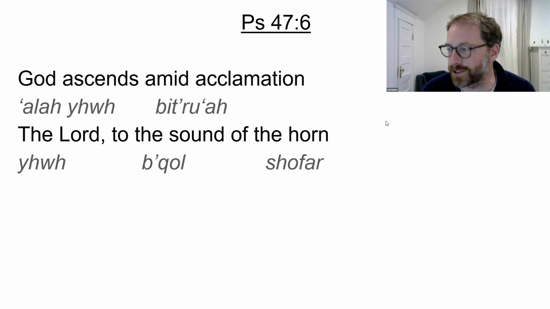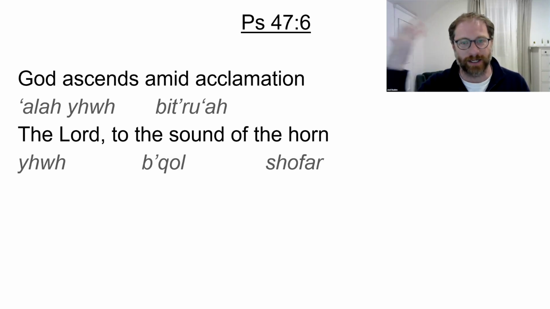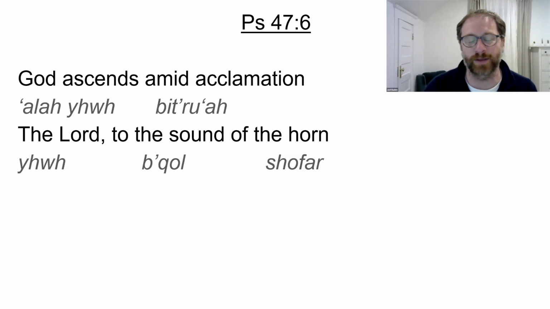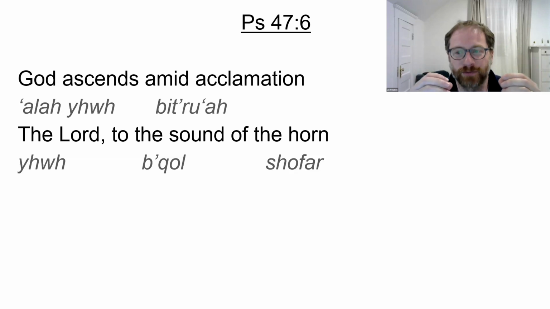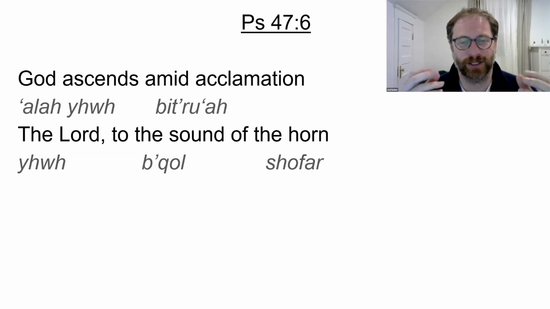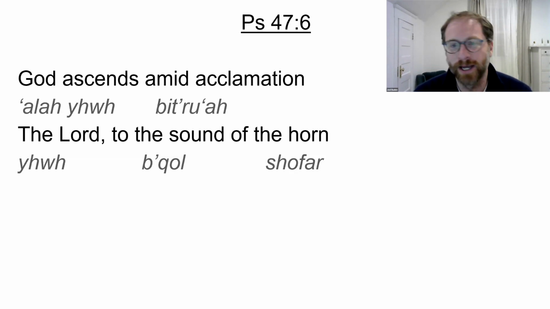Here we are in the center of the psalm. God ascends, alah, goes up amid acclamation, teruah. That's like a noise word, just like we had in the beginning of the psalm, right? Everyone raise a shout. The Lord ascends to the sound of the horn. Here it's teruah and shofar and hariu. These are all sound, noise, instrument words. So here we are literally in the very center of the psalm. It's not a chiasm, but there's a central statement here, I think.